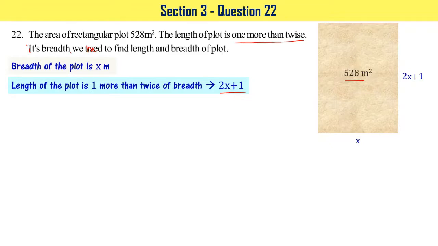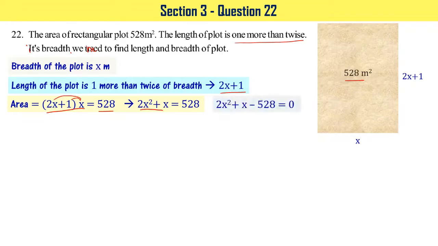Now let's write area, that is length times breadth, that is equal to 2x plus 1 times x, right? That is equal to 528 meters square. This can be simplified and written as 2x square plus x. When you multiply 2x with x and 1 with x, you get 2x square plus x on left hand side, that is equal to 528. When you rearrange this, you will write it as 2x square plus x minus 528 equal to 0.